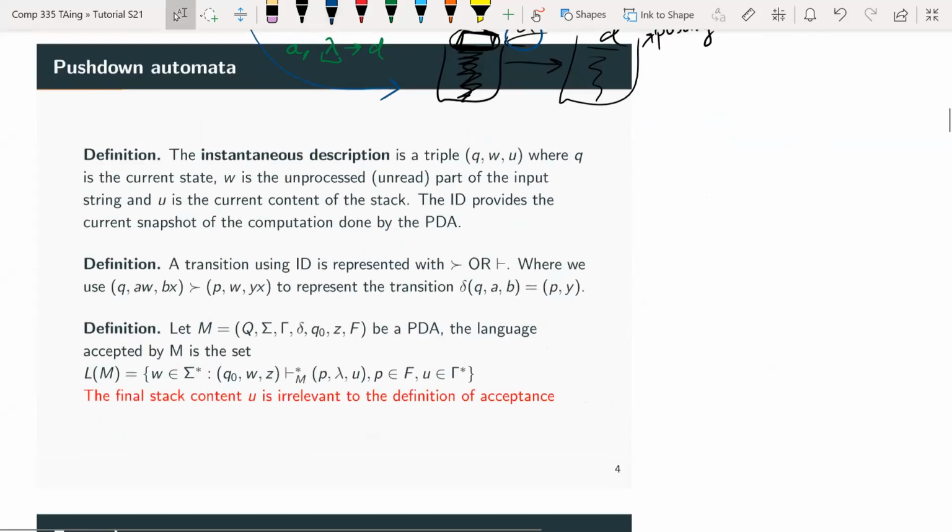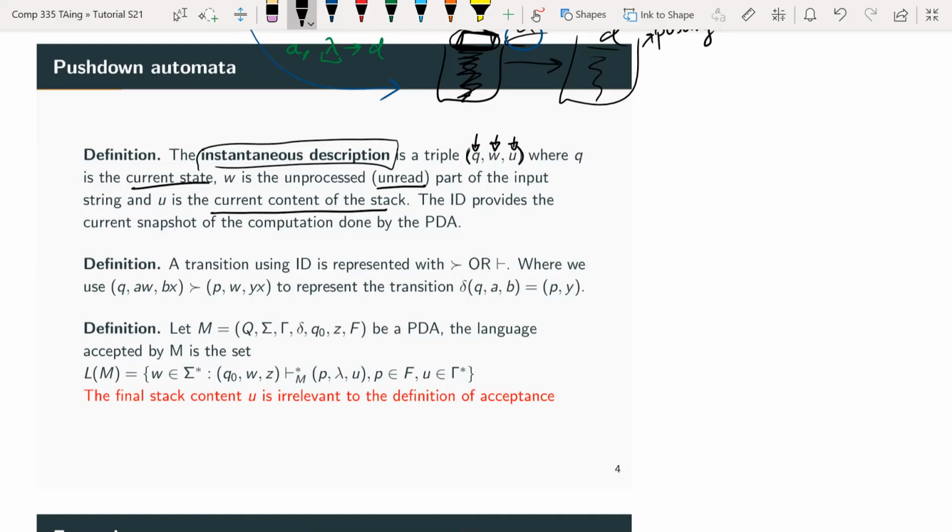All right, now I won't go too much into detail with this because it's just going to take a lot of time, because it's a theoretical concept. But basically, there's this thing called an instantaneous description, which allows you to completely describe the state of your stack at a specific instant. Okay, and the way it's read is as a triple, and it tells you what state you're currently in, so your current state is Q. What is left to read? So what is the unread part of your string? And what is the current content of your stack? Okay, so if you have these three things, then at a given instant, you know exactly what's going on in your machine.